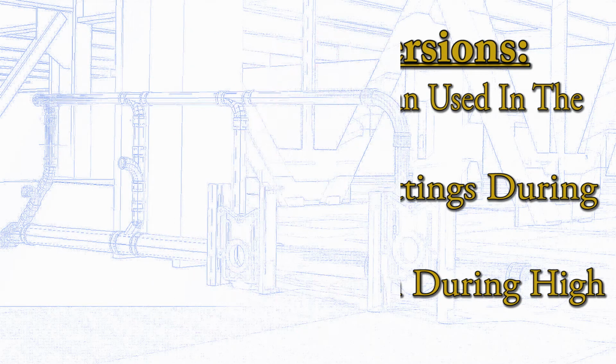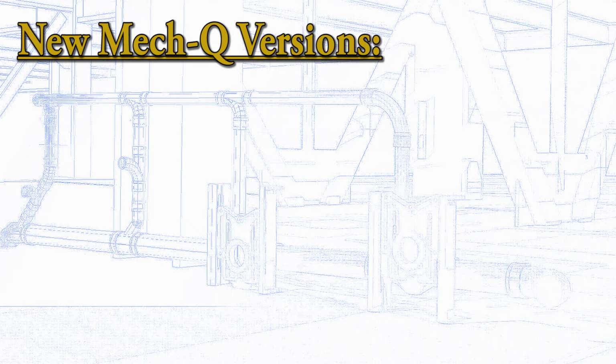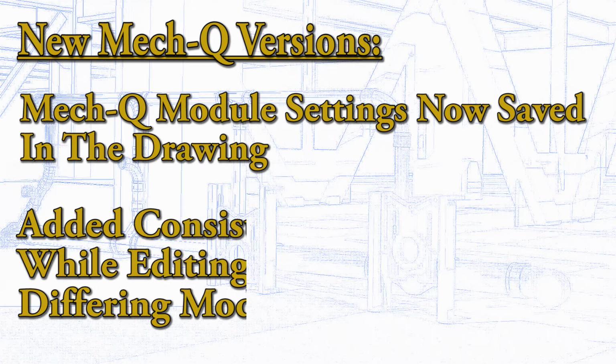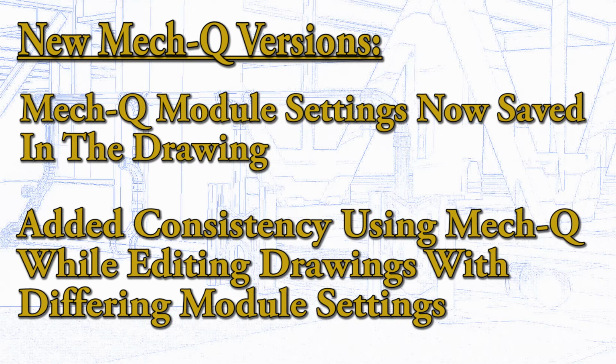With this new system, when you open a new drawing, settings for all Mech-Q modules are loaded into the drawing and saved in the drawing itself. Once the drawing is saved, Mech-Q will no longer look to this external file for module settings, but rather to the drawing itself for these settings. This new system was designed to facilitate consistency when using Mech-Q modules in different drawings with different drawing module requirements, such as 2D versus 3D. Let's look at how to control these new settings.